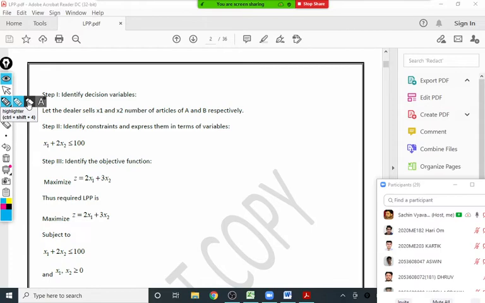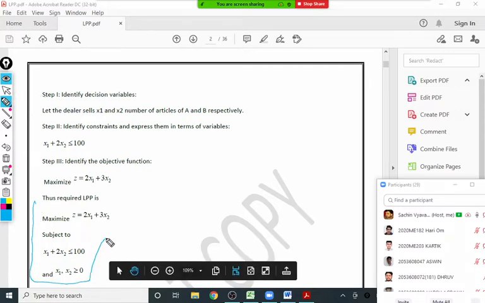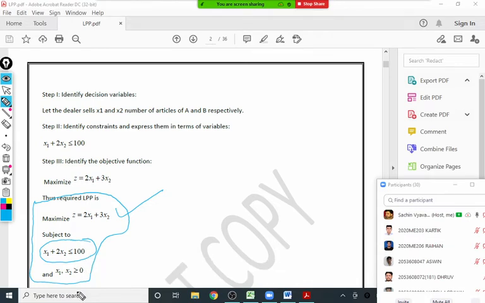When we saw the formulation of the first problem, there was one seller who wants to maximize his profit, where he can have only 100 rupees to invest. The question is like this: a seller has two articles A and B. He earns rupees 2 and 3 on one unit of A and B, but he purchases them for 1 and 2 rupees, and he can have 100 rupees maximum to invest. So formulate the LPP. That was the question we saw in the last session.